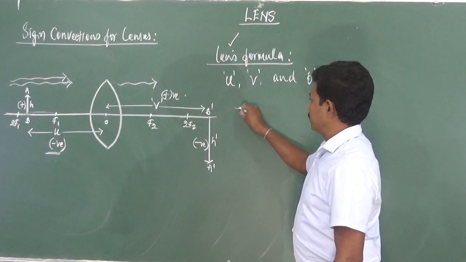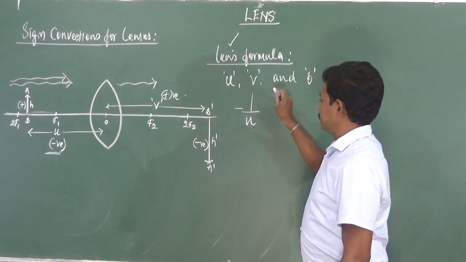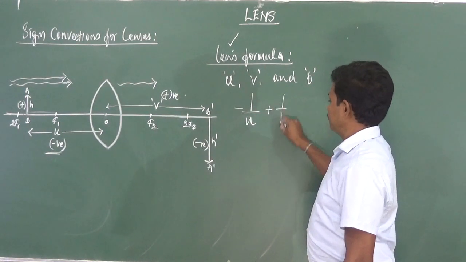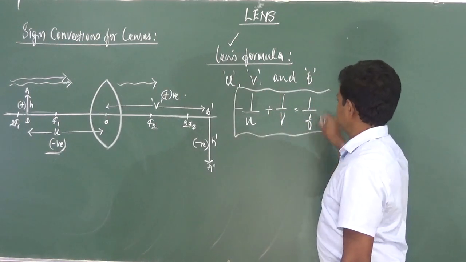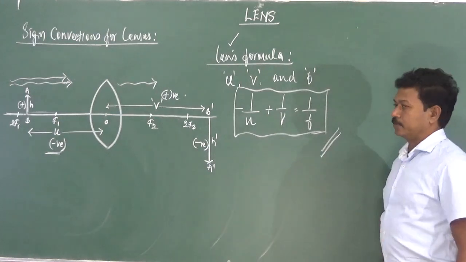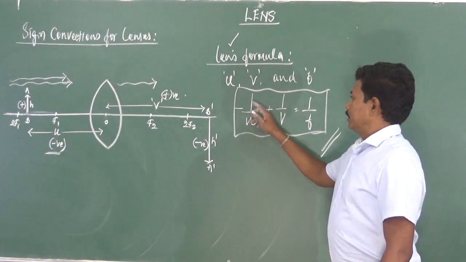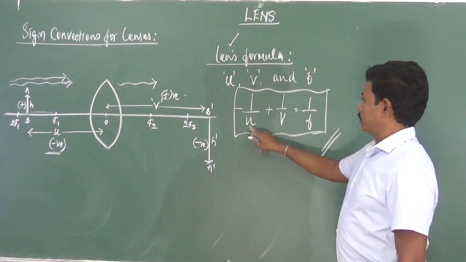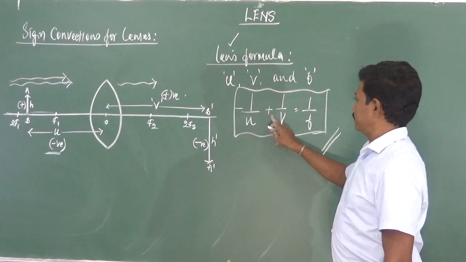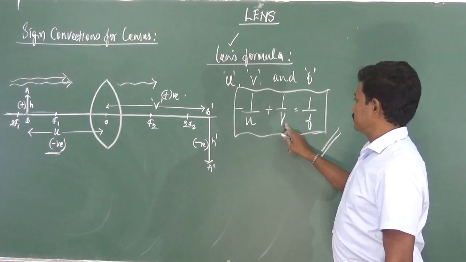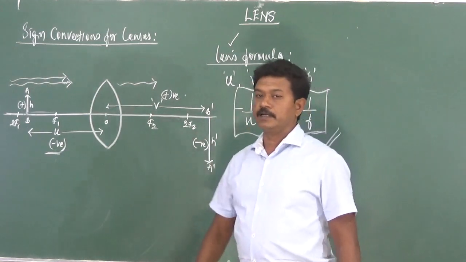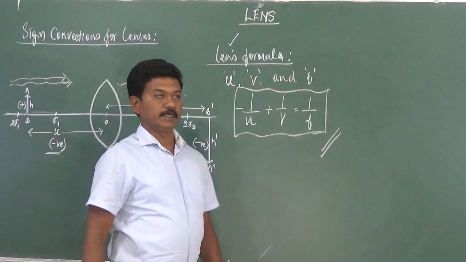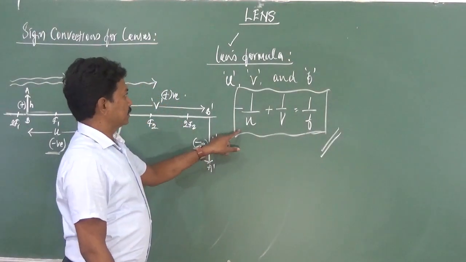That formula is given by minus 1 by U plus 1 by V is equal to 1 by F. So this is what we call the lens formula. That is minus of the reciprocal of the object distance plus reciprocal of the image distance is equal to the reciprocal of the focal length of the lens taken, right? So this is what we call the lens formula.